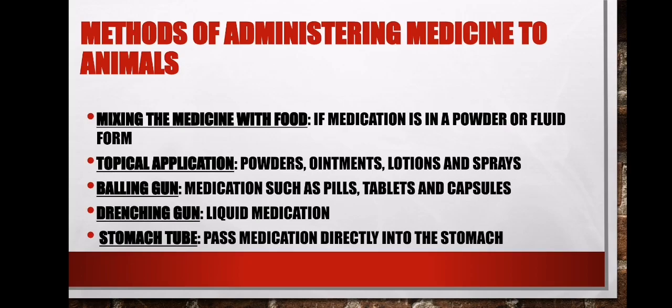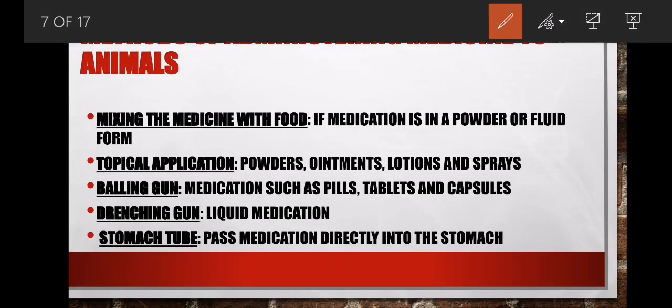I have these five in this slide. One, we have mixing the medicine with food. This one is very simple. You take the medicine, you mix it with the feed of the animal, and then you give the animal to eat. When the animal eats the food, it will be taking what? The medication. And what type of medication are we administering in that case? We're administering medication such as powder, or else medication in the form of fluid. So it's very important to know the type of medication.